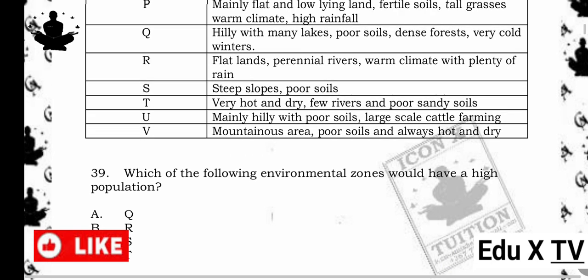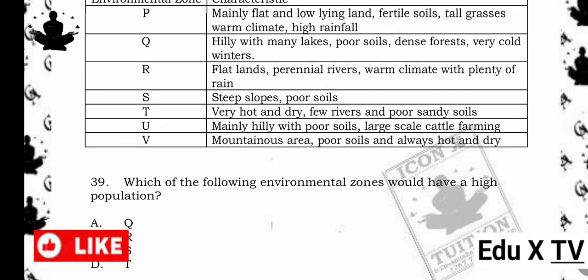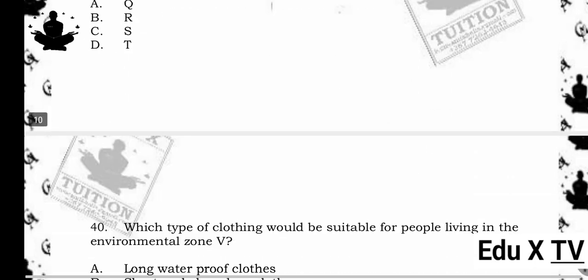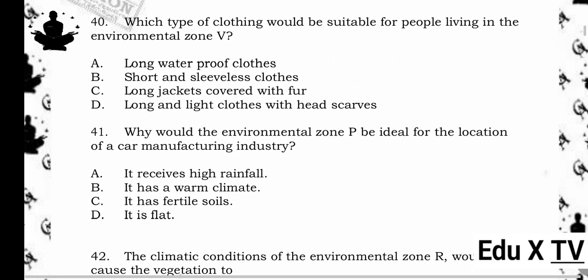39. Which of the following environmental zones would have a high population? A, Q. B, R. C, S. D, T. The answer is B, R. Reason being, Zone R has flat lands, perennial rivers, warm climate, and plenty of rain, all of which support agriculture, settlement, and infrastructure, attracting a high population.